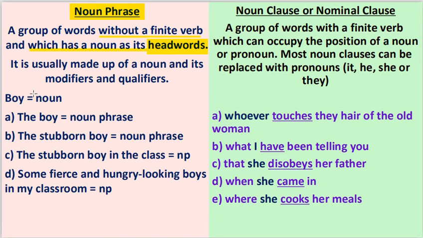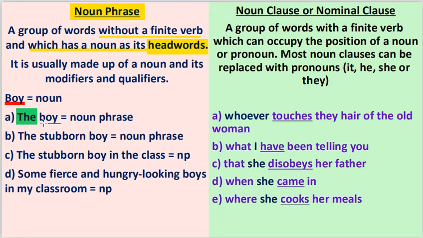Look at the first word we have, boy. Boy is not a noun phrase, it's just a noun. But let's see the next one, the boy. Now that we have added an article, the, we have two words, the boy. This now becomes a noun phrase because we no longer have just one word. We now have a group of words, the boy. That is a noun phrase.